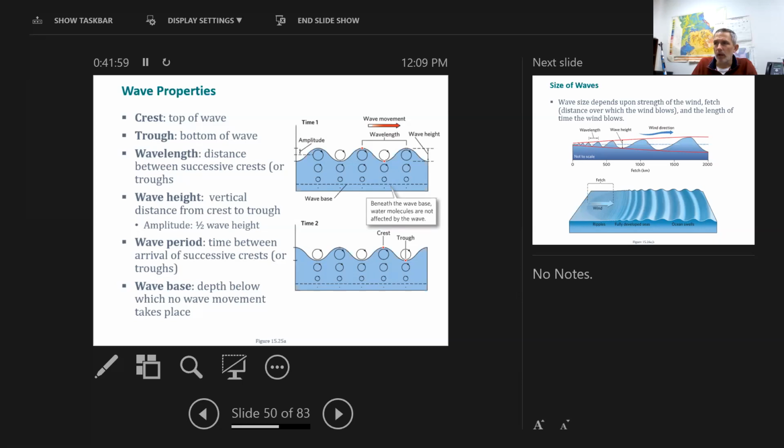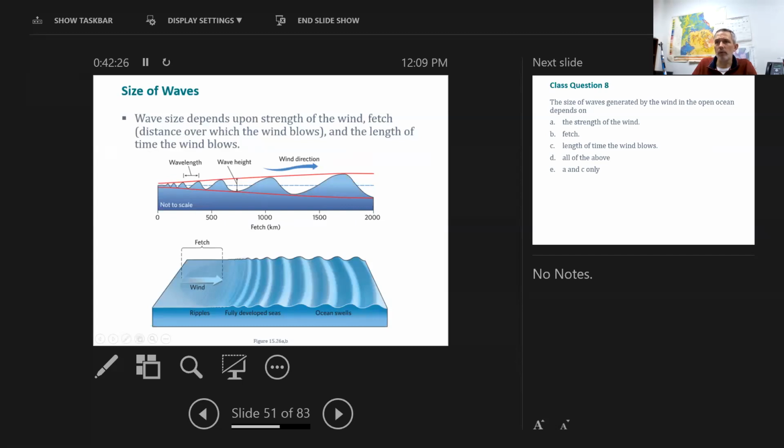And the wave movement at the surface is going to influence the water underneath. Eventually, we'll get to a point that there is no energy being transferred in the surface waters, and so this is known as wave base, and it's usually 1/2 the wavelength is the wave base.